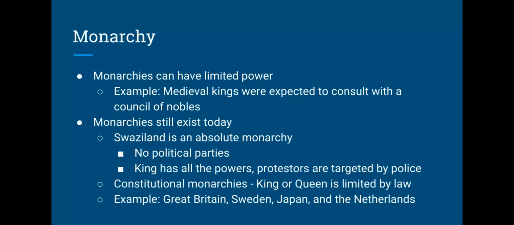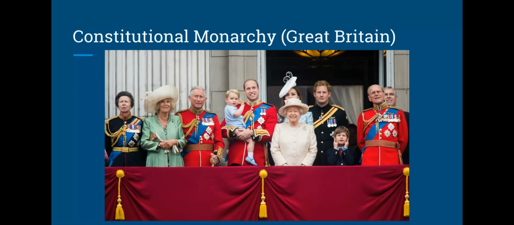You also have limited monarchies. So an example today would be Great Britain. Those are also called constitutional monarchies. It's where the king or the queen is limited by law. So here's the royal family before Meghan Markle.